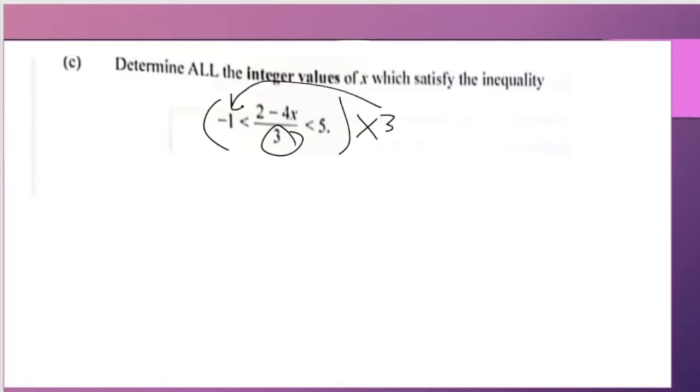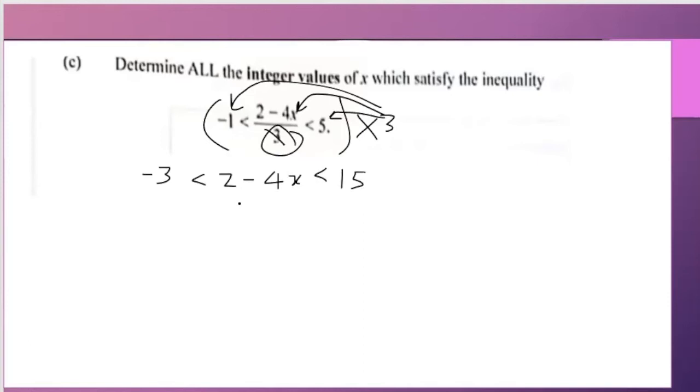So we have 3 times minus 1, that's minus 3. And then 3 times this is going to cancel, so that's why we have 2 minus 4x. And then 3 times 5, that's 15.